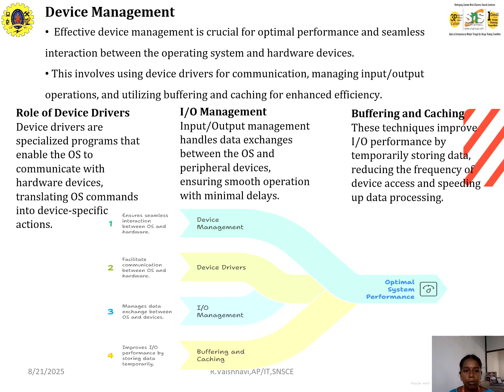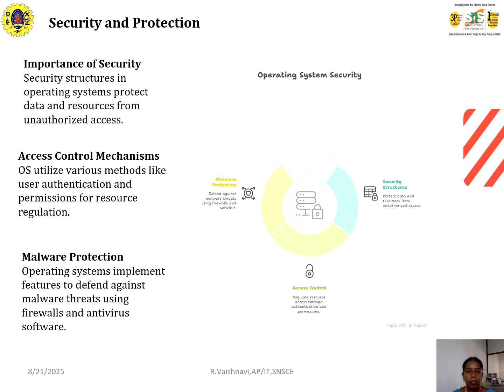And then device management. In device management, effective device handling is crucial for optimal performance and the seamless interaction between the OS and the hardware devices. Here we have the device management: device drivers, and then input output management, and buffering and caching. And then security and protection. In security and protection, we have security structure, access control, and malware protection. These come under the security and protection.